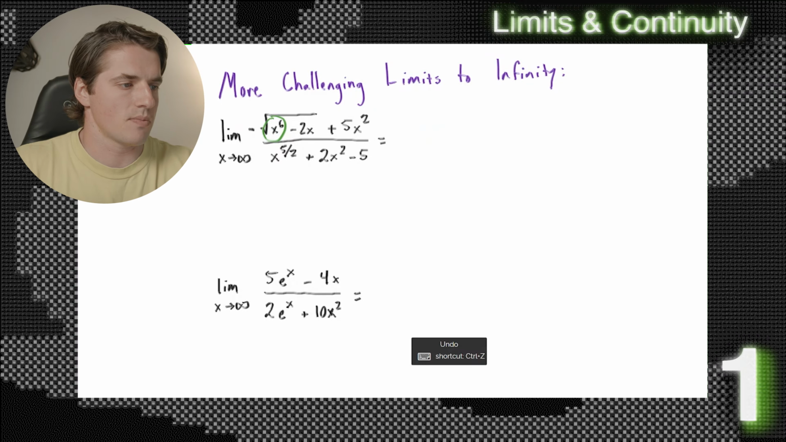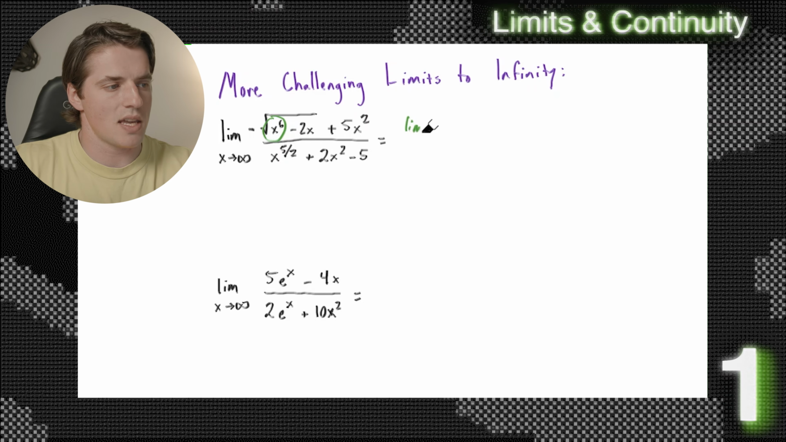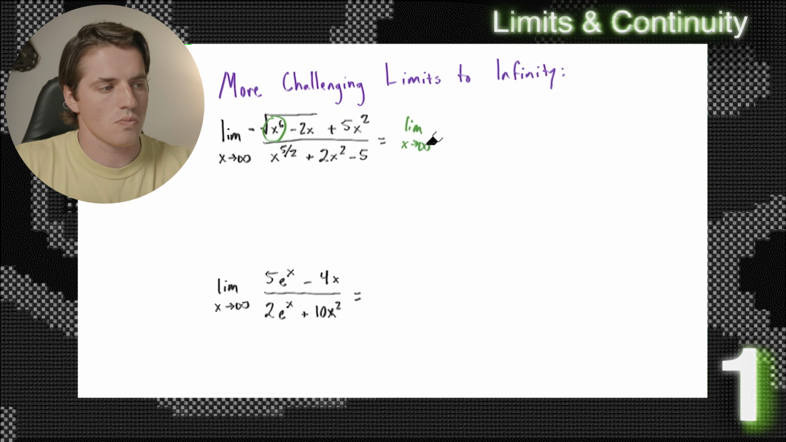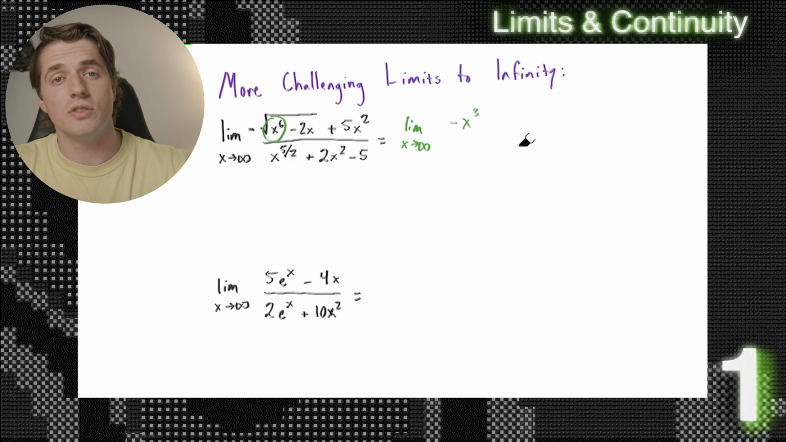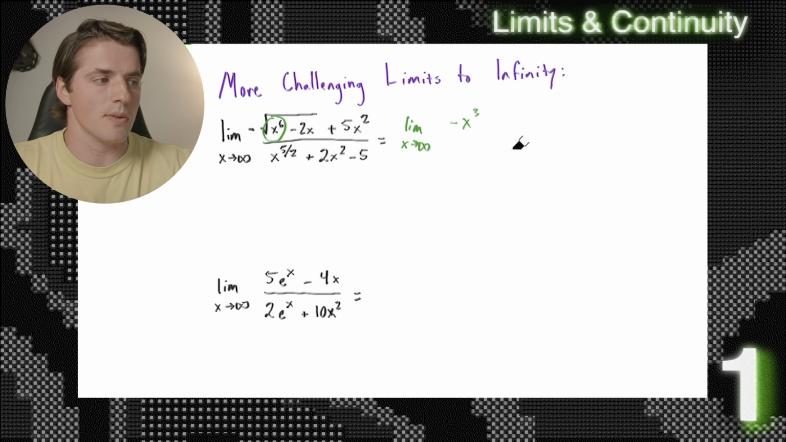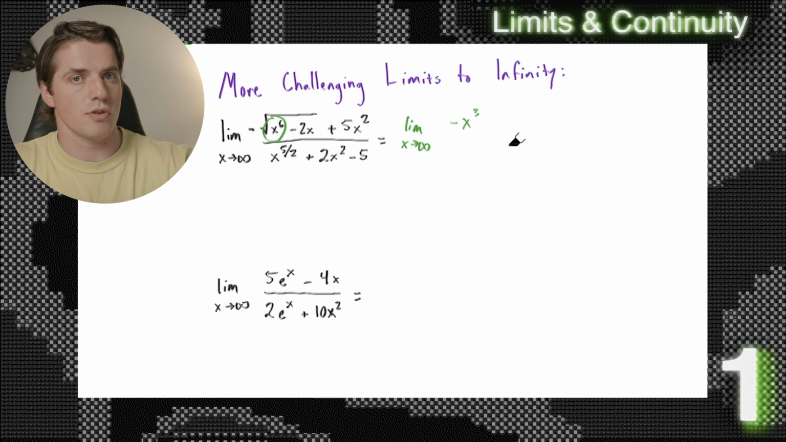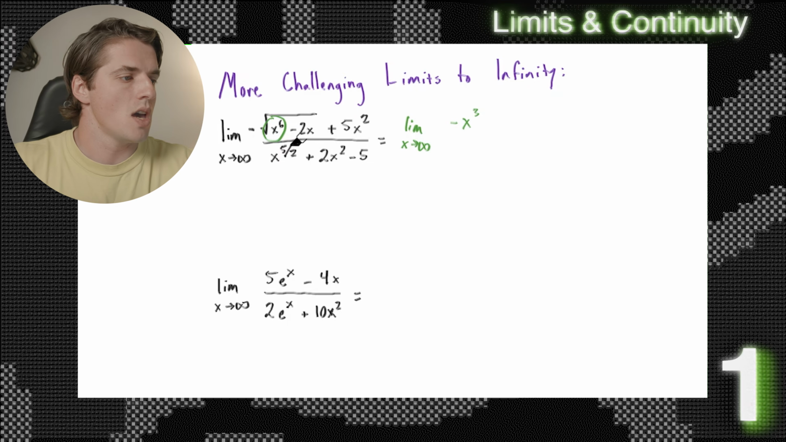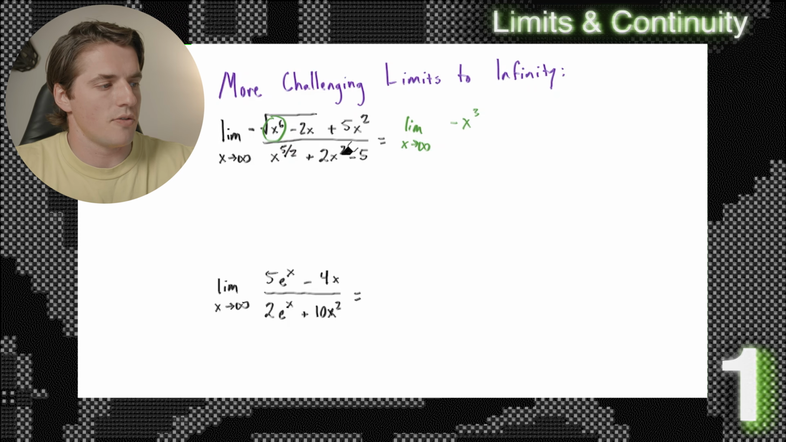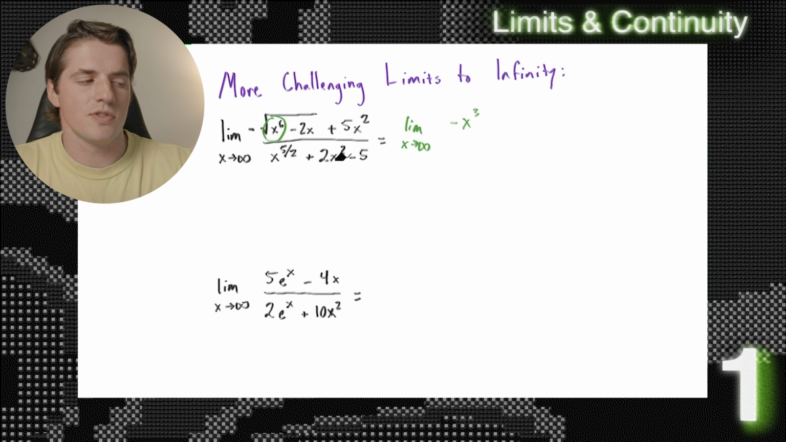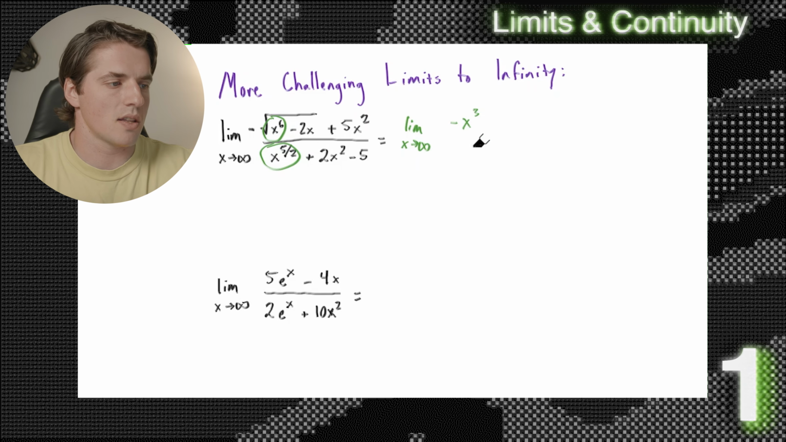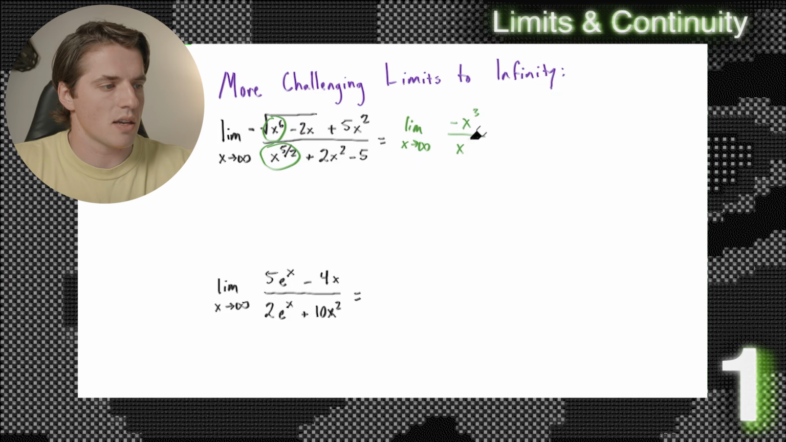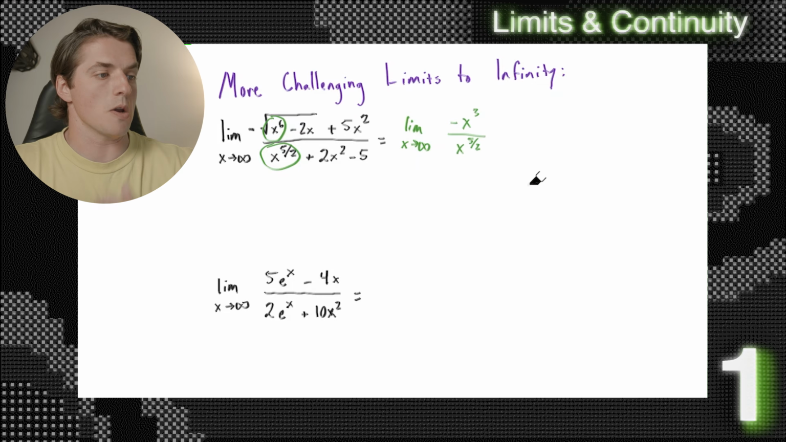Okay, so I've got to write my limit here. The limit as x goes to infinity of negative x to the 3rd. We can only do this when we're doing an infinite limit. We can only disregard the other terms in that case. In the denominator, we have x squared and x to the 5/2. x to the 5/2 is bigger than x squared, so we have x to the 5/2 here.